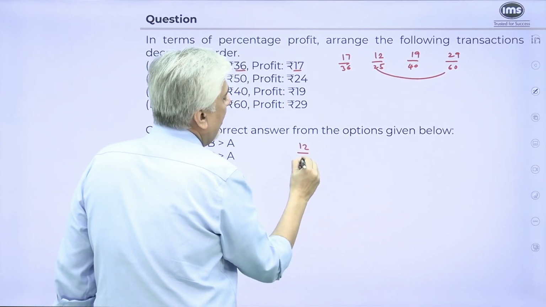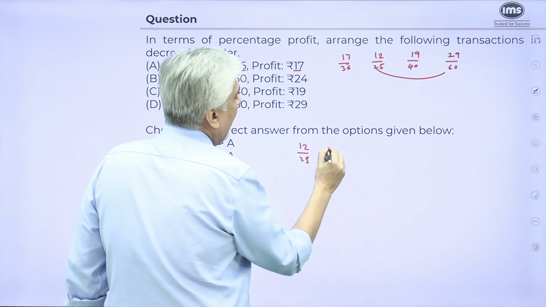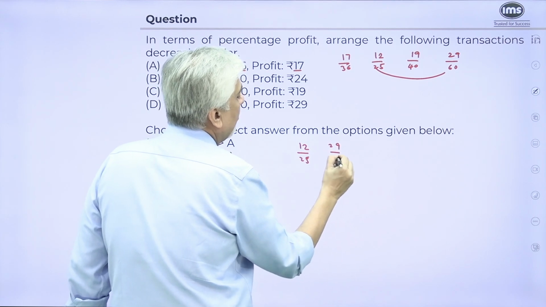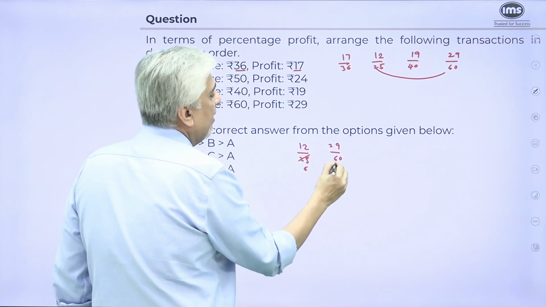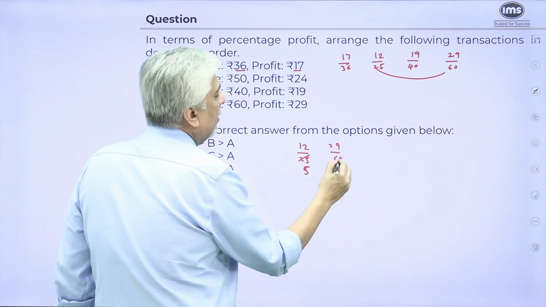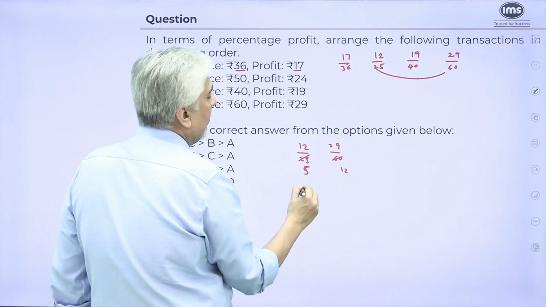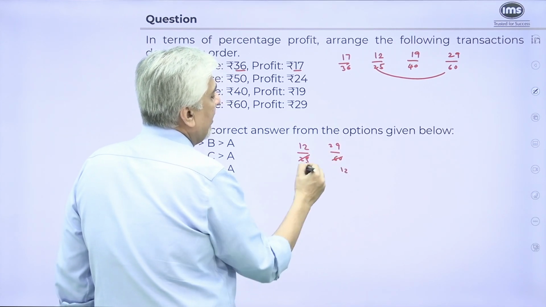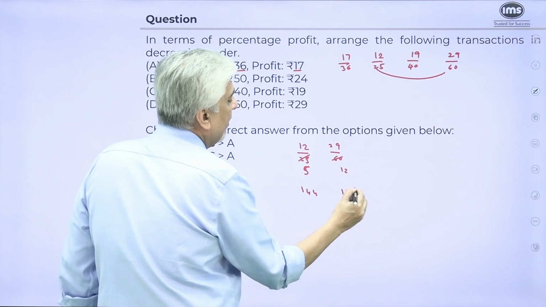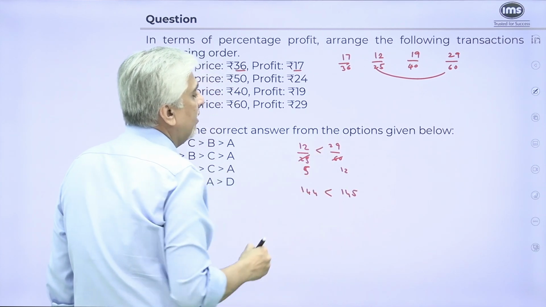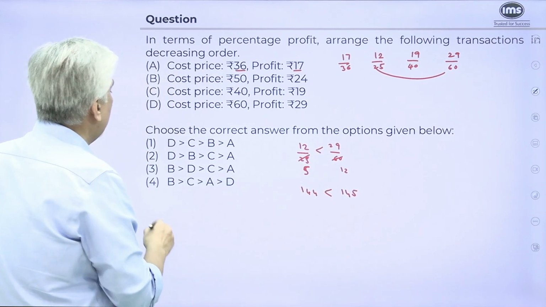12 over 25 and 29 over 60. How do you compare? Whatever cuts you can cut. 5 5s are, 5 12s are, and then cross multiply. 12 12s are 144, 29 5s are 145. This is greater, so this is greater. So 29 upon 60 is greater, D is greater.